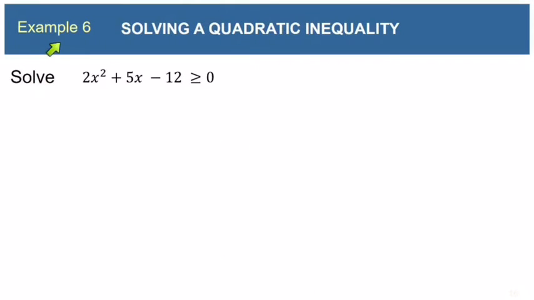Now let's look at example 6. The only difference between this example and the last one we did is that the factoring is a little more complicated here because of the 2 coefficient, but it's nothing we can't handle. So let's start by trying to solve the related equation.